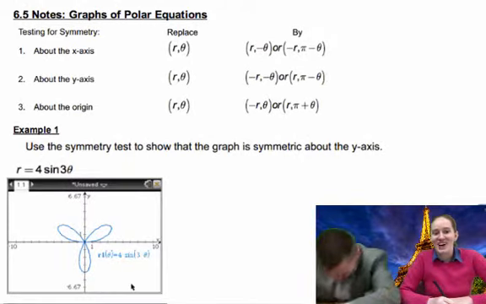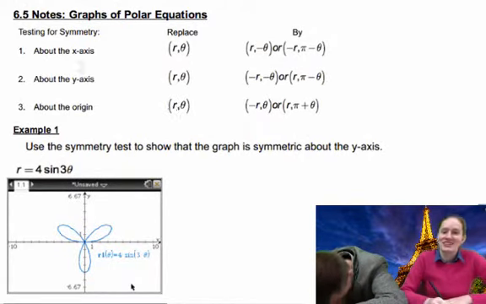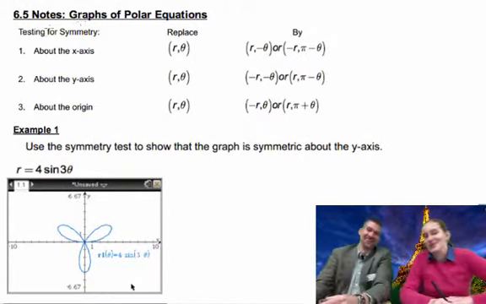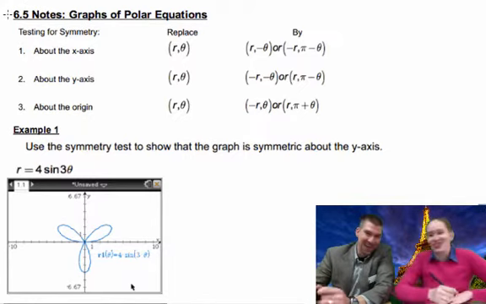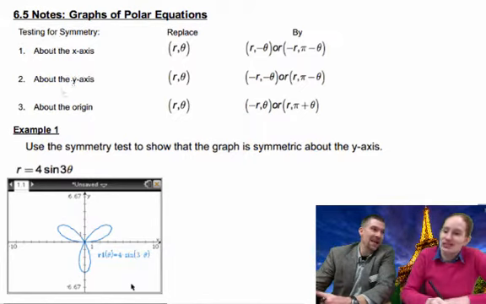Hey guys, 6.5, graphs of polar equations. So please ignore Mr. Hazelwood. We're just, as always, testing for symmetry.